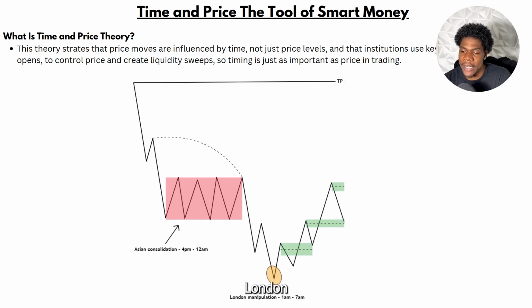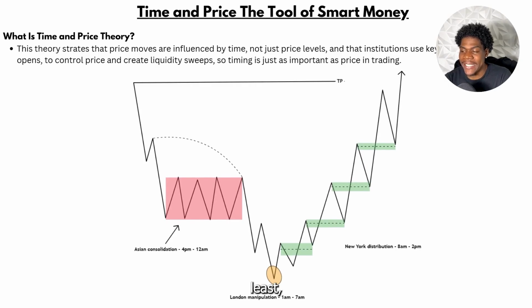And during our London manipulation period between 1 a.m. to 7 a.m. EST, we can see that price will push down lower to give us a liquidity sweep of the Asian consolidation lows right here. This is our London manipulation. This right here helps us understand the day's directional bias.